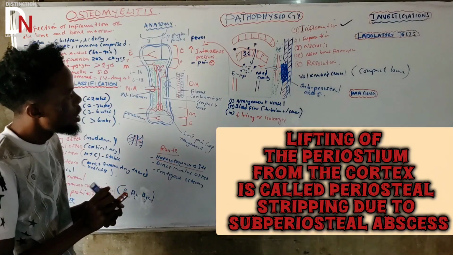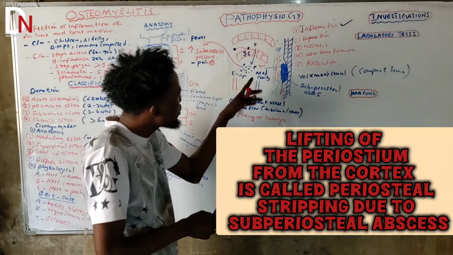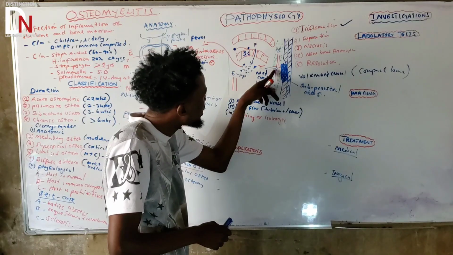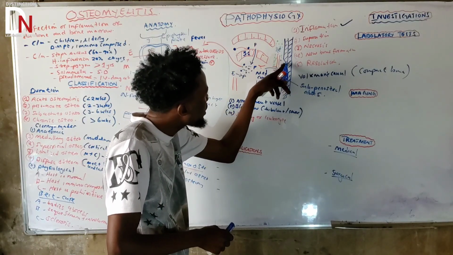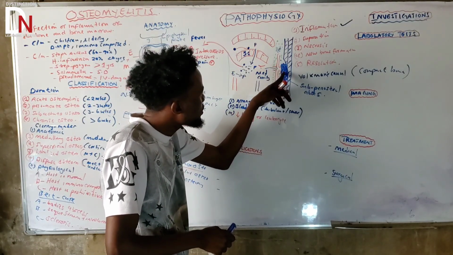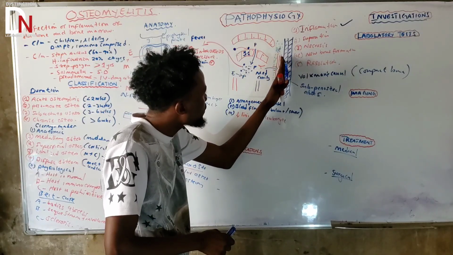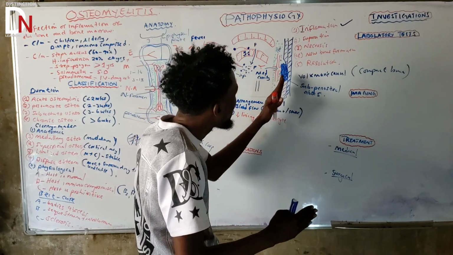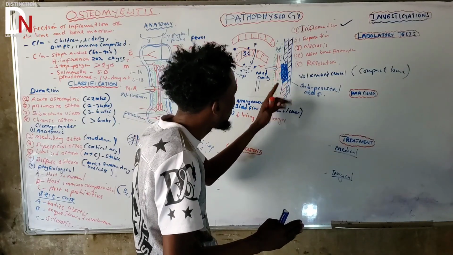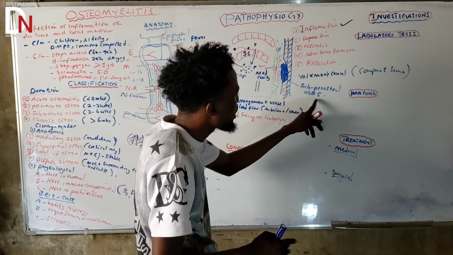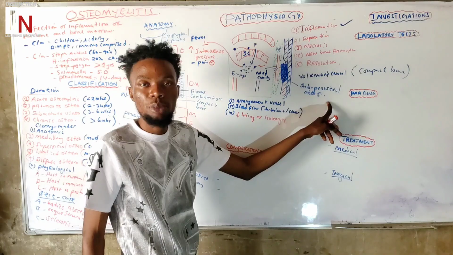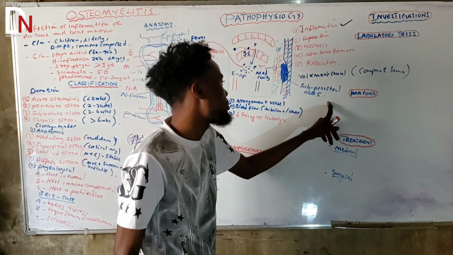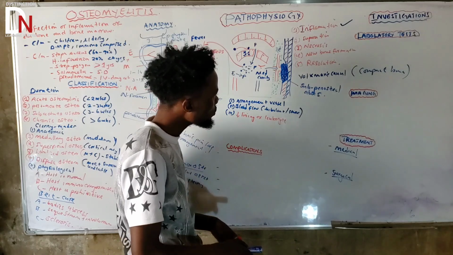Subperiosteal abscess. So a subperiosteal abscess forms because this pus that is coming from the medullary cavity goes through Volkmann's canal, then up until it reaches what? The periosteum there. So the inner part of the periosteum is going to be lifted away from the compact bone like that. Then forming what we call a subperiosteal abscess. So that's how the subperiosteal abscess is going to be formed.